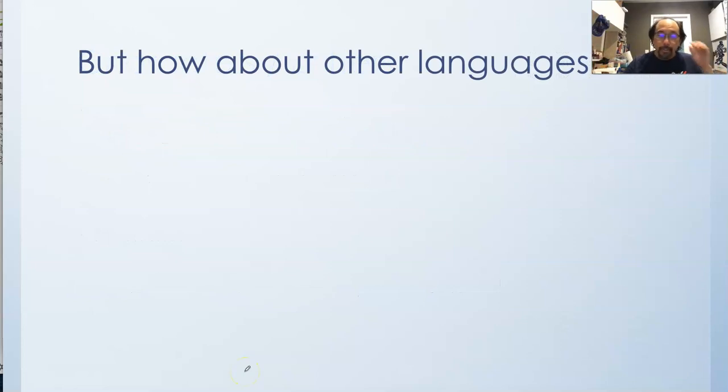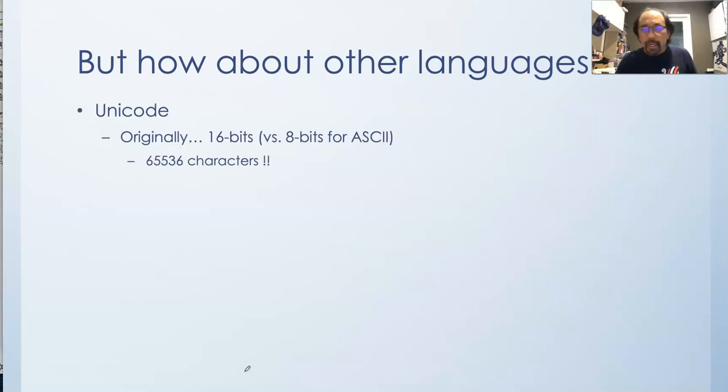Now, that works pretty well for the English language. 52 upper and lowercase letters, some digits, some punctuation marks, 256 characters, pretty sufficient. But what about other languages? How do we deal with that? We can expand. We need more bits.